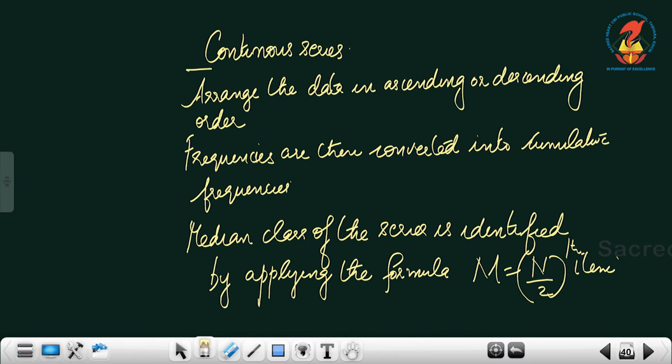Now we will move on to how to calculate the median in a continuous series.